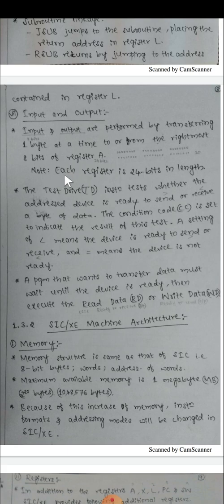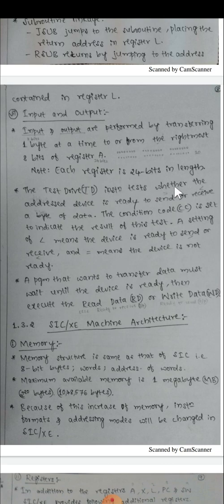You have to note here, each register is 24 bits in length. So the leftmost 8 bits and middle 8 bits cannot be touched, only the rightmost 8 bits will be transferred to register A or from register A. So if this data moves, then it is called input and output operations. And along with these input output operations, we have one more instruction to test whether the input output devices are ready to receive and ready to send the data. That instruction is the TD instruction, that is the test device instruction.